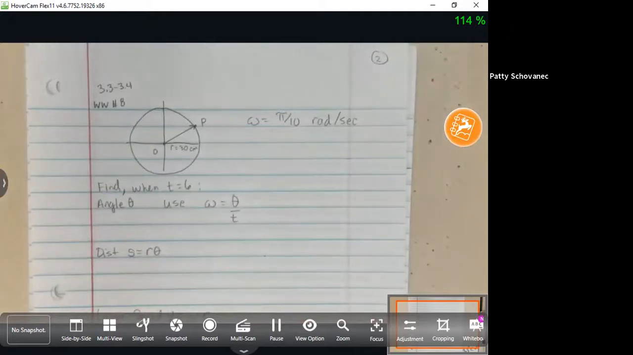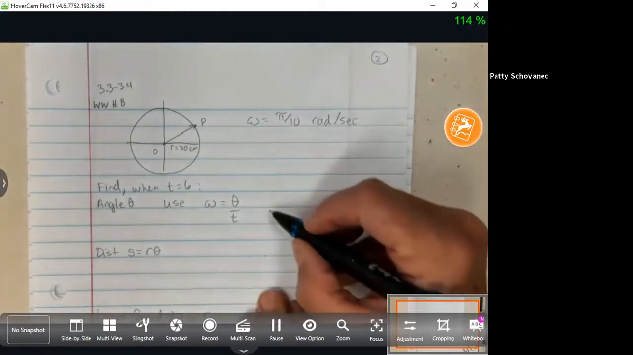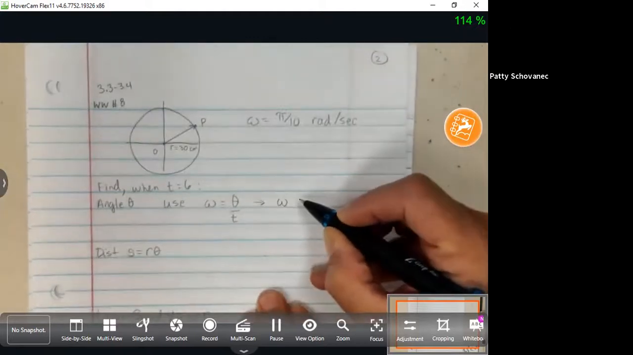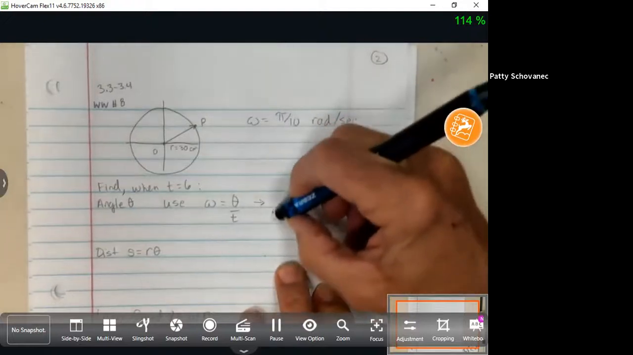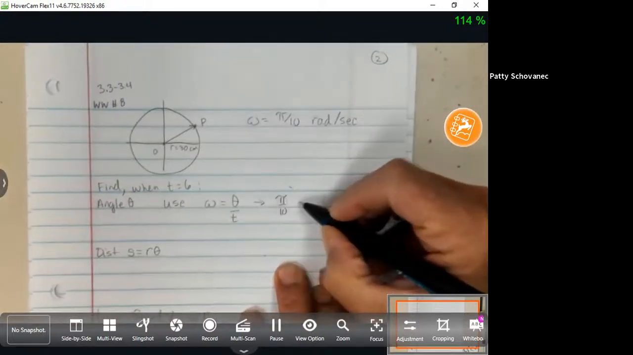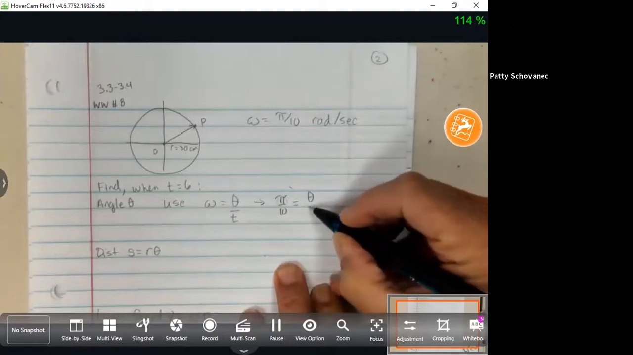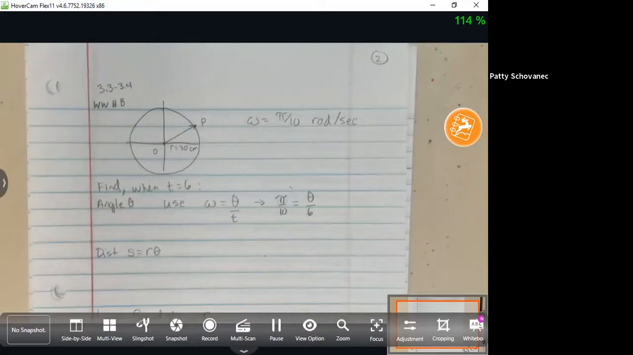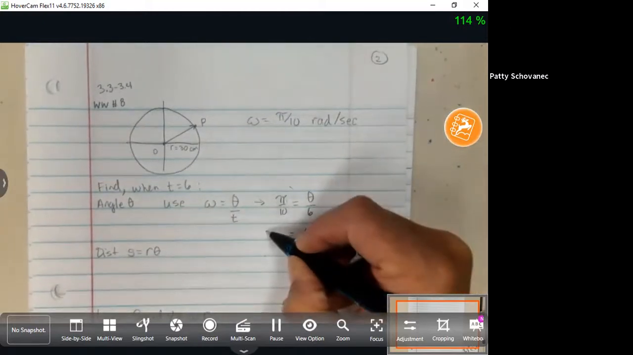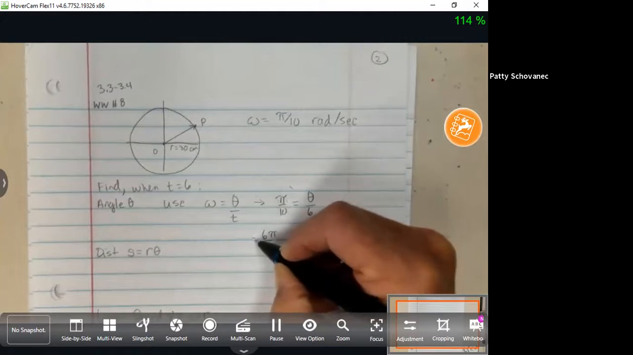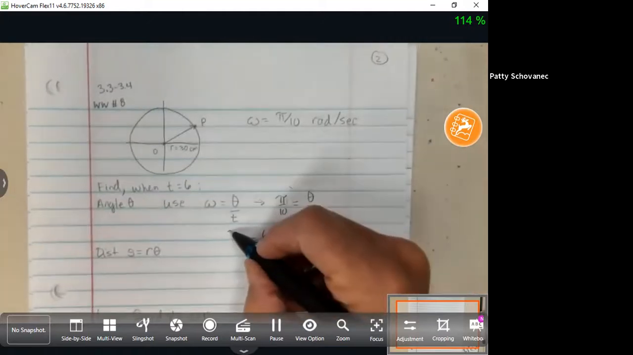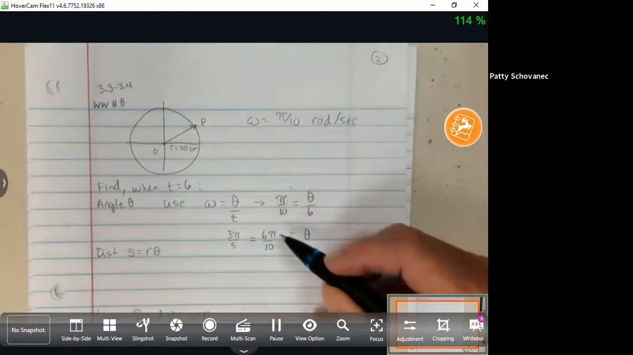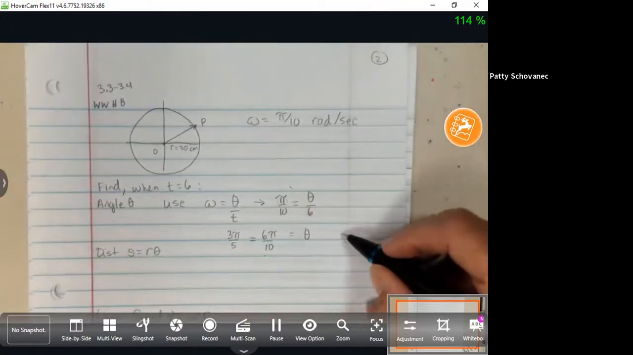So omega is pi over 10, T is equal to 6 seconds. To solve that for theta, I'm just going to multiply both sides by 6 and get theta is equal to 6 pi over 10. And if you want to divide out a 2, that gives me 3 pi over 5. Okay, so that's going to be in units of radians.